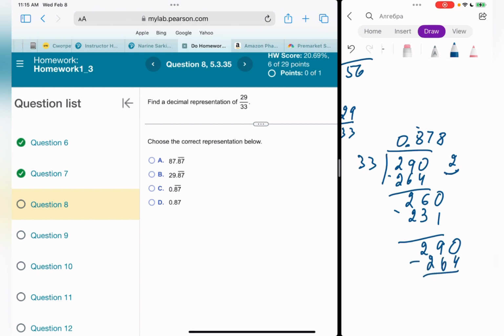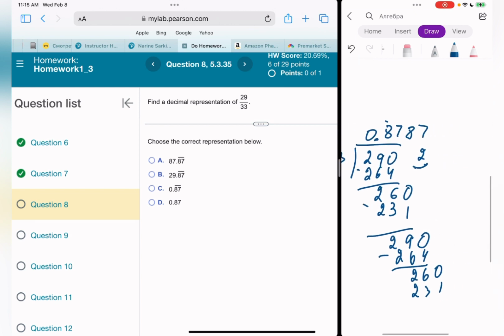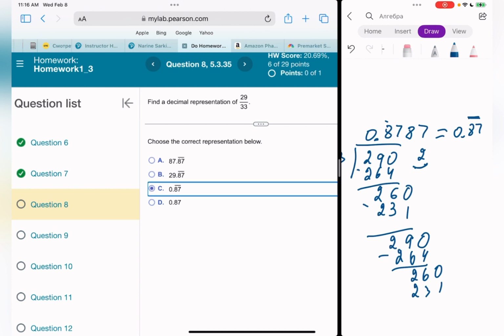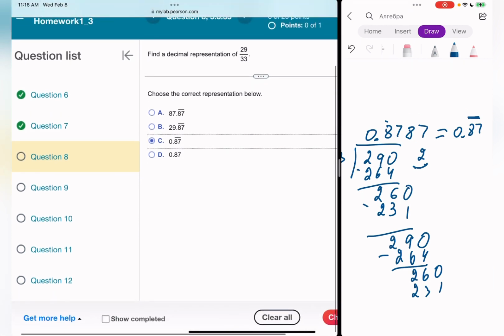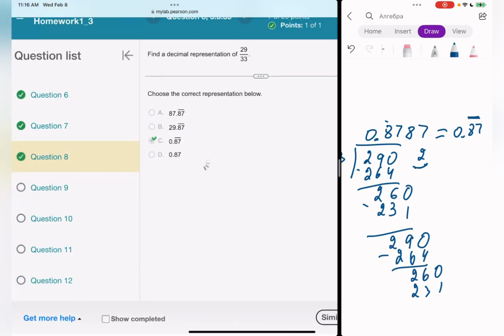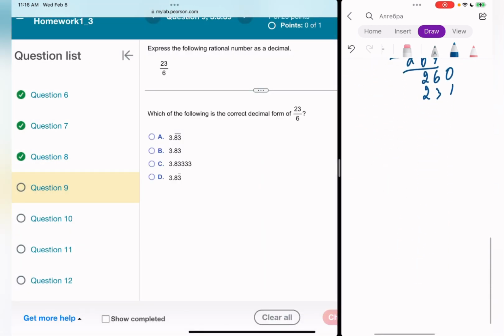going to repeat again 26, and then adding 0, and again 231. So which means 87 is going to repeat. And in that case, we write down the answer as 0.87. Because 87 is going to repeat, we put the hat over 87. If 7 would repeat, I would put it only over 7. Okay? So the answer 0.87 is this one. Let's check. Excellent. Moving to next one.